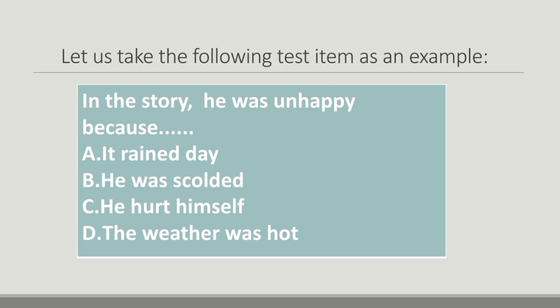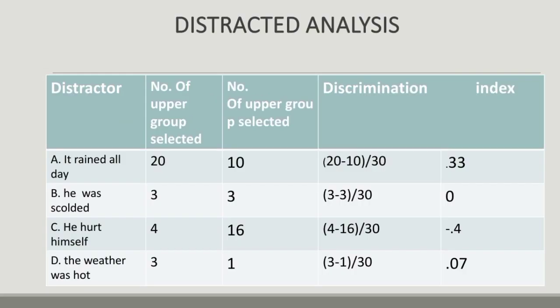If we use the above item as an example, the item discrimination concept can be used to assess the effectiveness of each distractor. Consider a class of 100 students, then we shall form the upper and lower groups of 30 students each. Assume the following results are observed. In the table, we have the distractor, number of upper group who selected, number of lower group who selected, and discrimination index. So under distractor A, it rained all day, we have 20 from upper group, 10 from lower group. Then if we solve the discrimination index, we have 20 minus 10 divided by 30 equals 0.33.